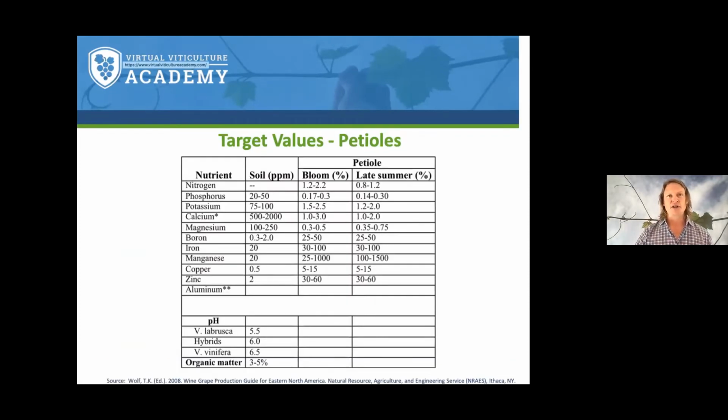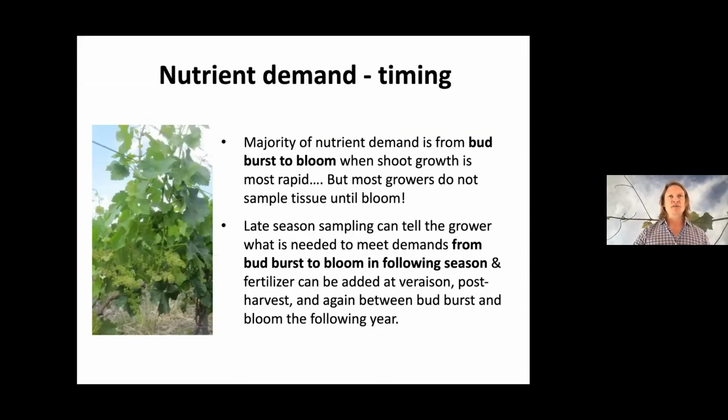As far as petioles go, probably the most useful guide is in the Wine Grape Production Guide for Eastern North America. That's edited by Tony Wolf. And I use a little bit modified version of this with the growers that I work with. One of the things that even Tony Wolf himself has mentioned in conversations is that the nitrogen levels at bloom may not need to be this high necessarily. They can creep down a little lower, especially if your canopy vigor is good and everything's green. So going down to 0.8 or 0.75 in some vineyards, and specifically for wine grapes. So those are some guidelines you can use.